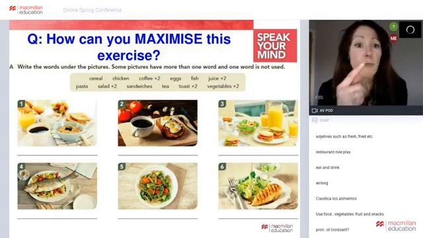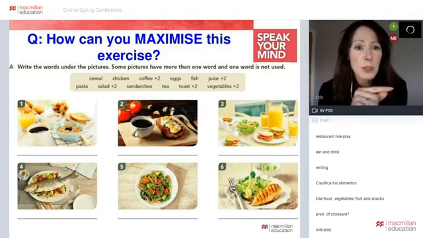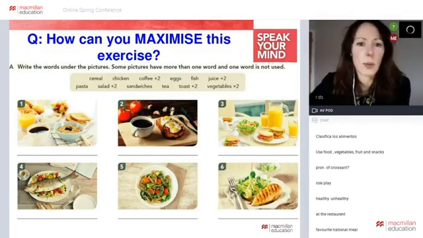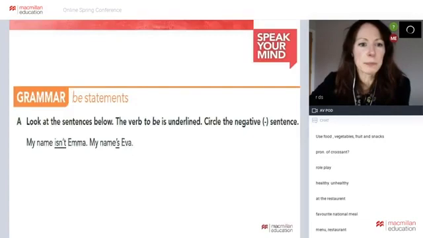What else can we have? You can record yourself, send it to a student. They can listen and tick the words that you mentioned. Lots to do there with Lexis. Let's move on to grammar.